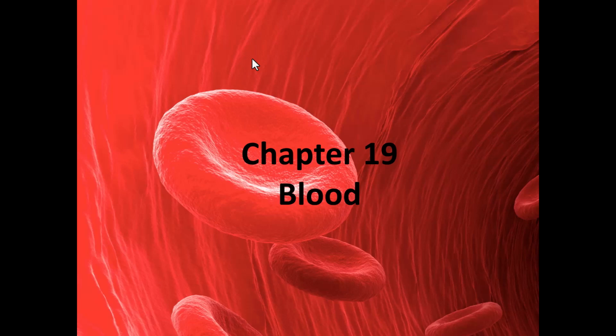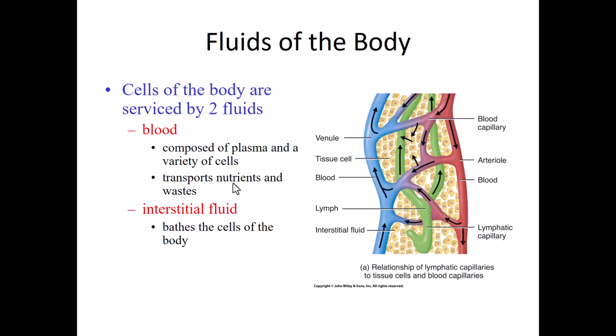So looking at the blood, we know that the cells in the body are serviced by two fluids, and that is interstitial fluid and blood. So if we look at this figure here to the right, we see the arterial becoming the capillary, then over to the left, coming back in at the venule end.